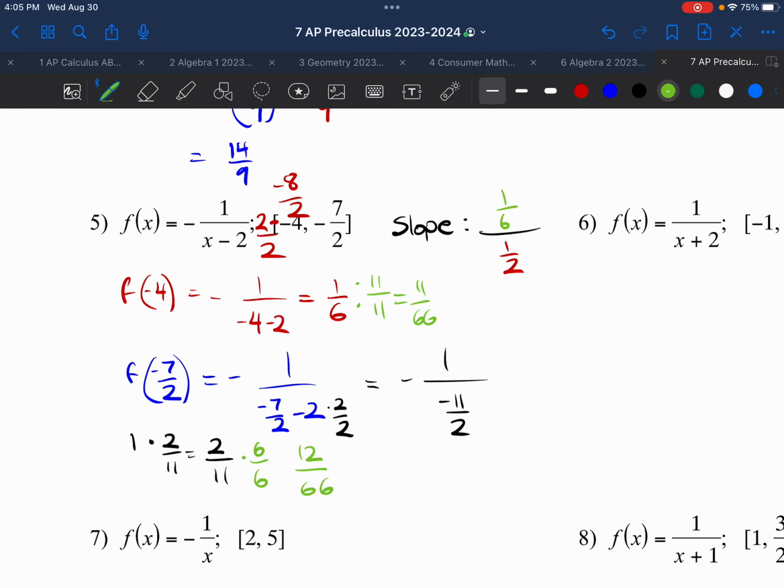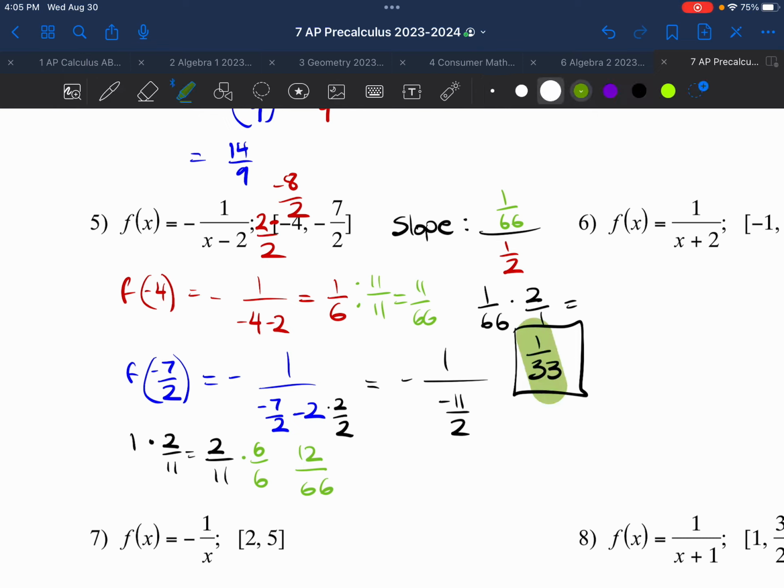So 1 over 66. And then I'm going to keep it, change it, flip it in here. I'm going to get 1 over 66. Keep it, change it, flip it. And this is going to be 2 over 66, which is 1 over 33, which I memorized from the answer key is correct. Therefore, I will highlight this in green.